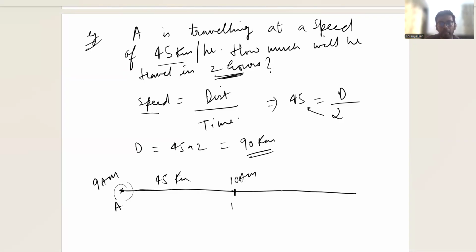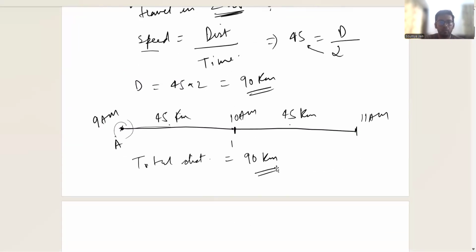Now from here again, after 1 hour, which is 9 to 10, 10 to 11 is another hour. So again, by 11 a.m., the person would have traveled another 45 kilometers. So from the starting point, the person has traveled 45 plus 45, which is a total distance of 90. So this is the thing. I hope this brings more clarity.